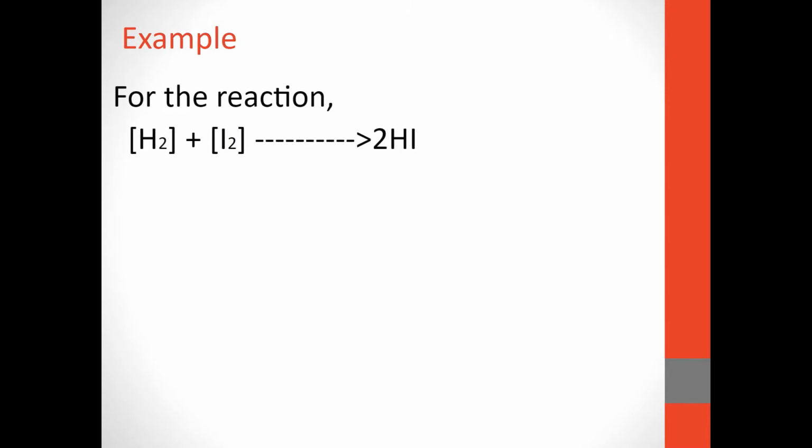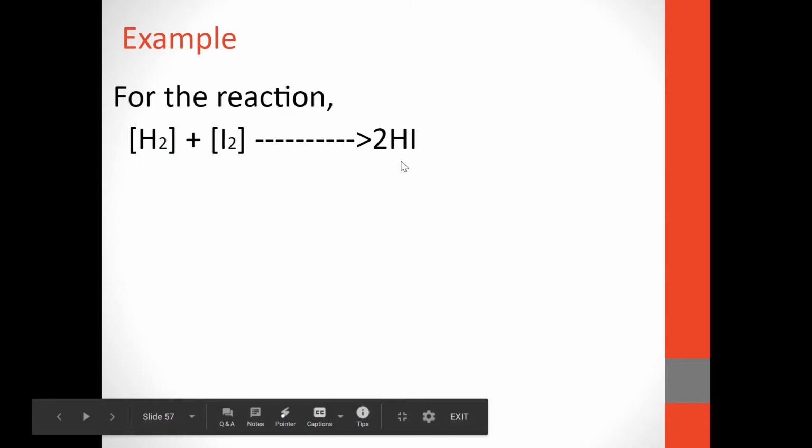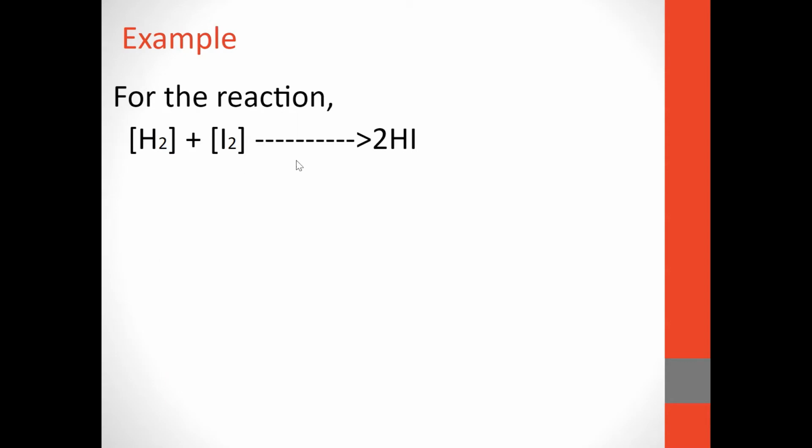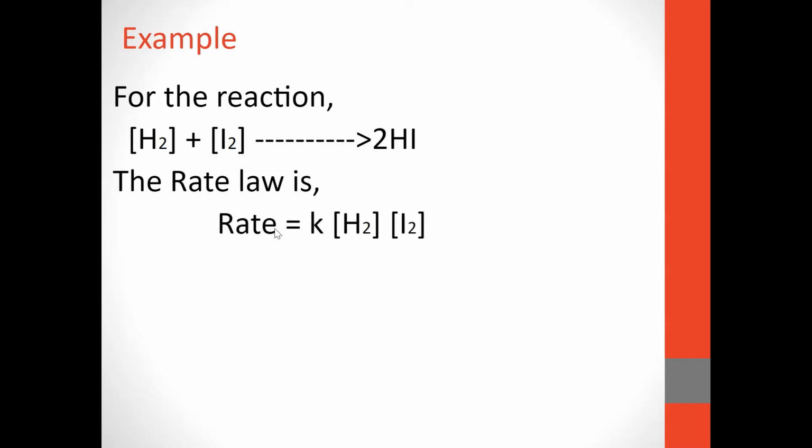Let's see an example of how we can calculate the order of reaction. Suppose we take the reaction H2 plus I2 gives the formation of 2 HI. These are the two reactants involved in the reaction for the formation of HI: concentration of H2 plus concentration of I2 give the formation of 2 moles of HI. What will be the rate law for this reaction? Rate law is given as k into concentration of H2 and concentration of I2.